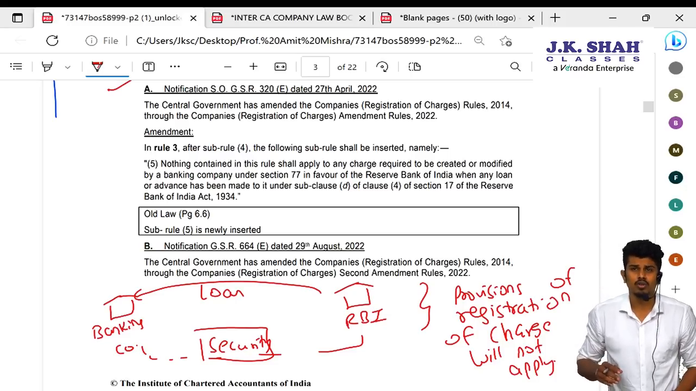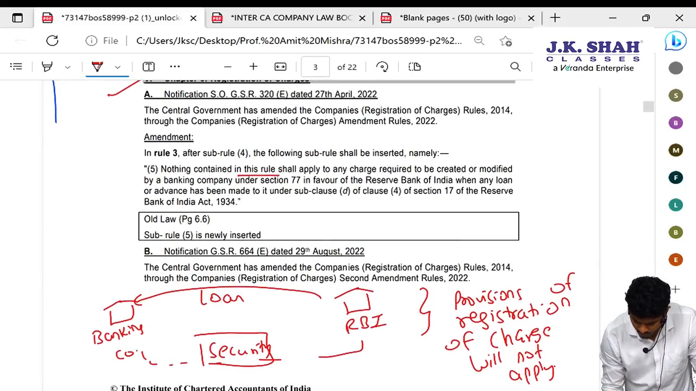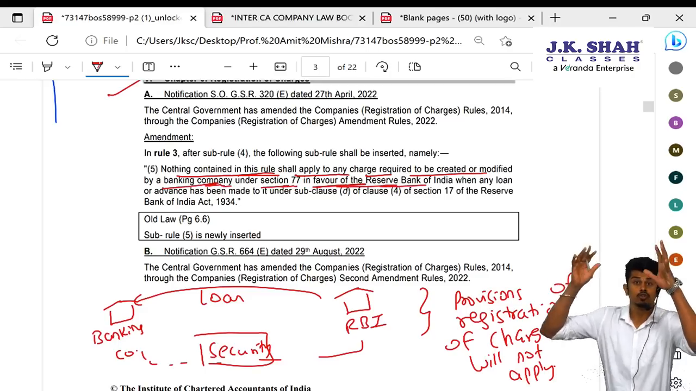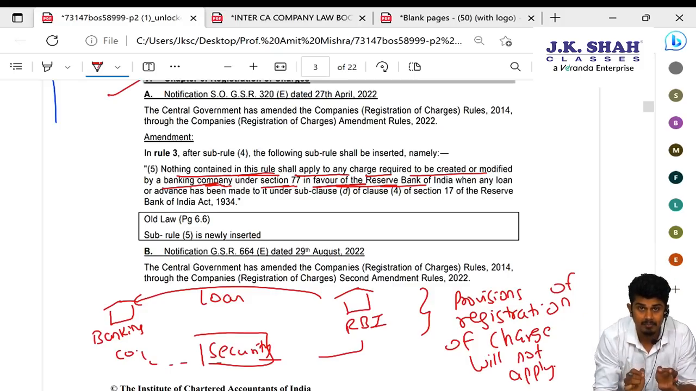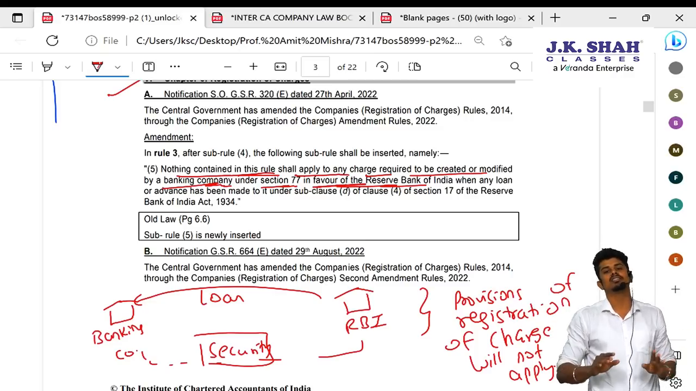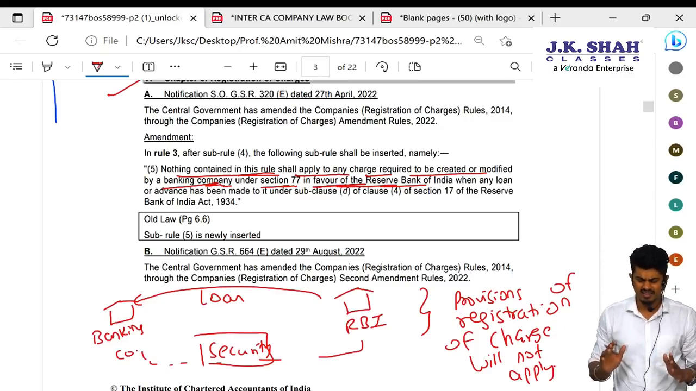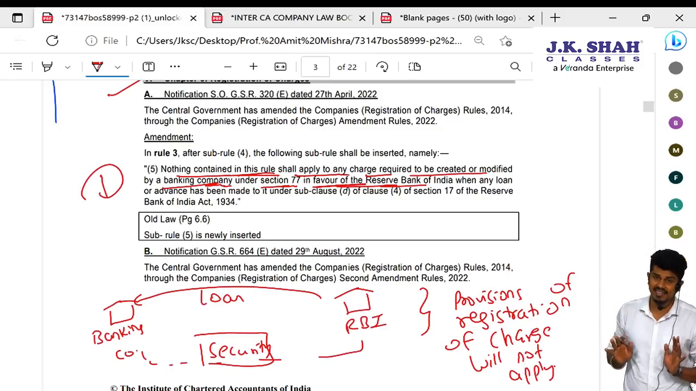That is, there will not be any CAG1, CAG9, anything. Okay? So see, they have mentioned over here, nothing in this rule shall apply, that is, this rule shall not apply on any charge required to be created or modified by a banking company under 77 in favor of RBI. So if a banking company has created a charge in favor of RBI, then they are not required to register those charges with ROC by filing form CAG1 or CAG9. Simple, easy, and this was the first amendment of chapter number 6, that is registration of charges.